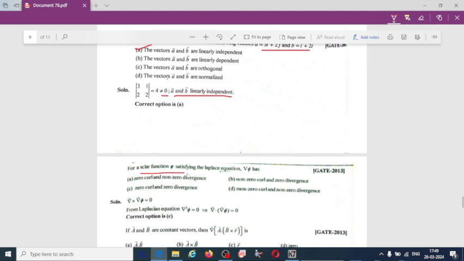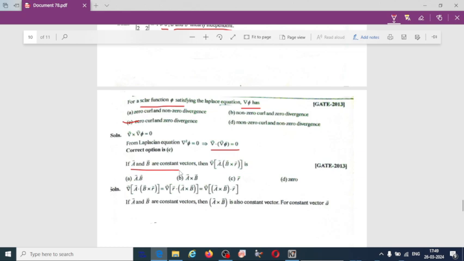For a scalar function phi satisfying the Laplace equation, del phi has, so del cross del phi is equal to what? 0. Del square phi is equal to what? 0. Del dot del phi is what? 0. Option C is correct. 0 curl and 0 divergence.